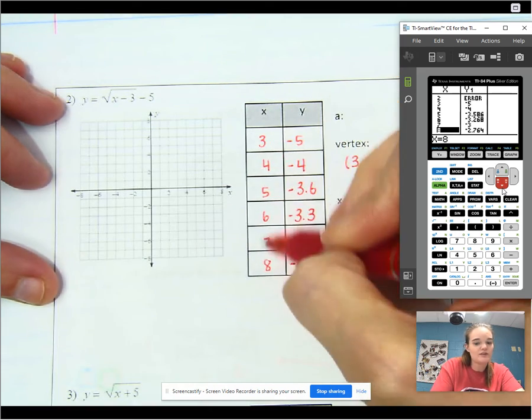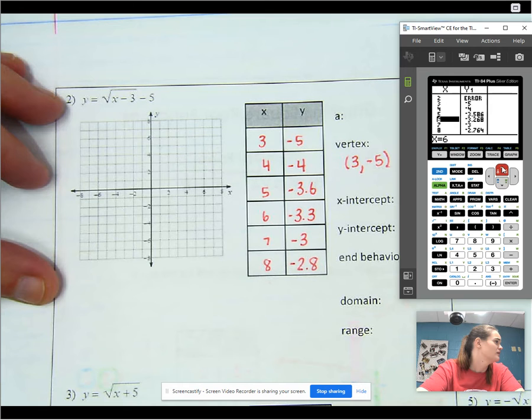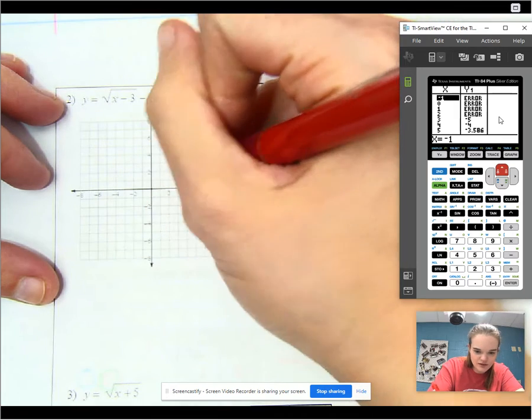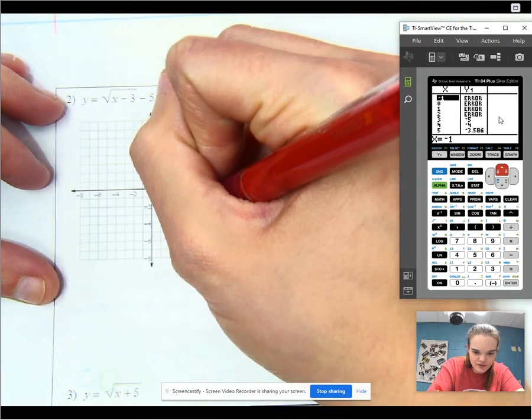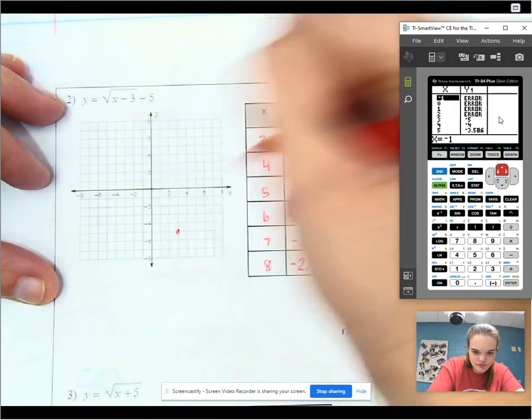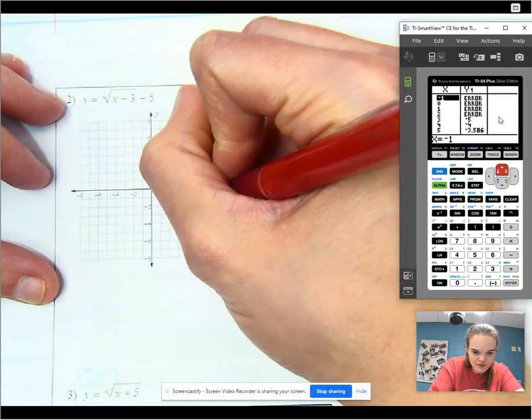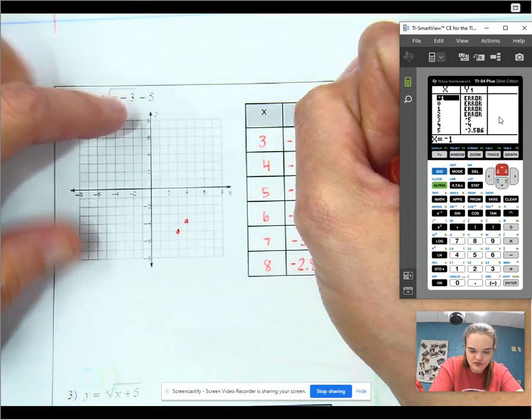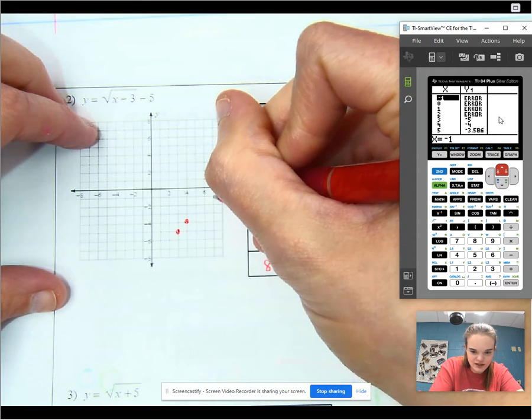Do you notice I don't have any 0 for x? That means we won't even have a y-intercept this time. Right here is an error. All right, let's graph 3, negative 5, 4, negative 4. I'm only going to graph the whole number. So this one, I skipped to 7. 7, negative 3.